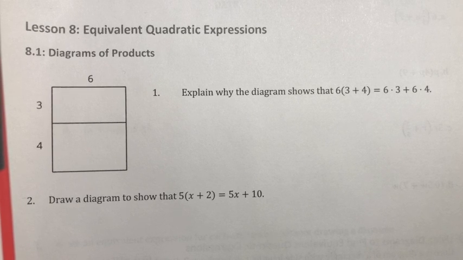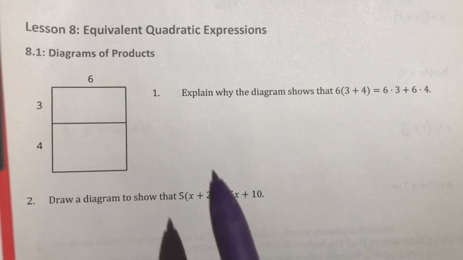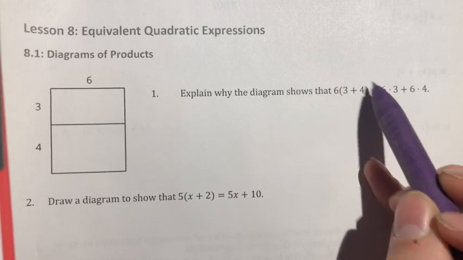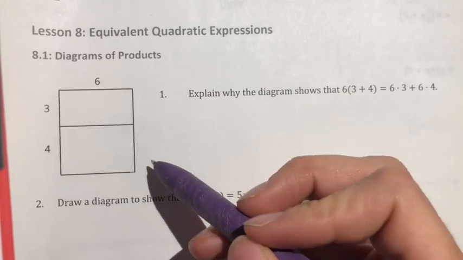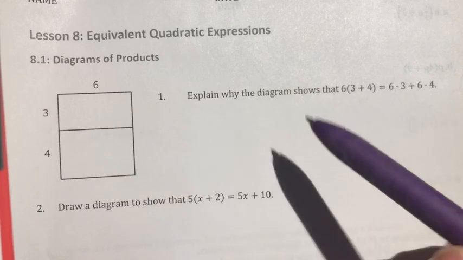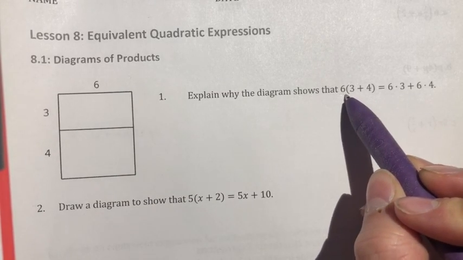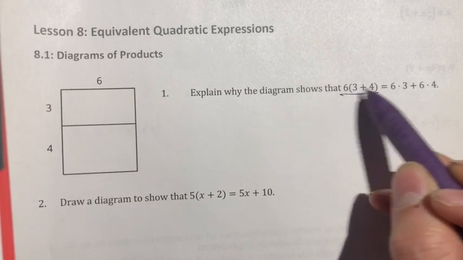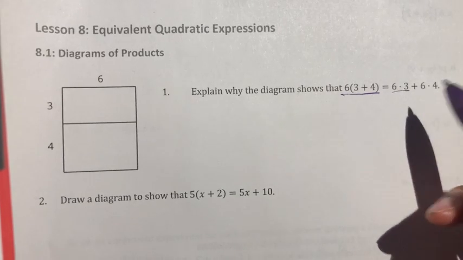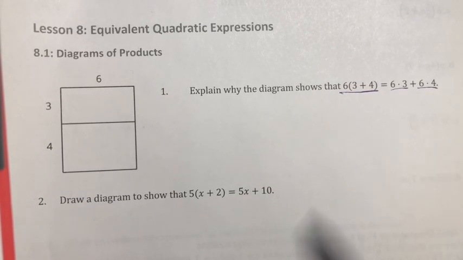So this is something you might have seen before when you learned how to multiply using the distributive property. So think about this diagram and think about why this shows that this quantity, 6 times (3 plus 4), equals this. Like, how do you get this from the diagram?